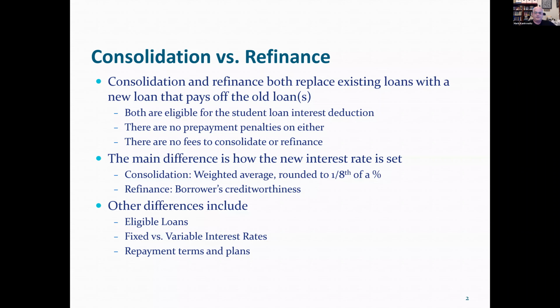Consolidation and refinance both combine multiple loans into a single loan. The difference is in the interest rate. The interest rate on a federal consolidation loan is based on the weighted average of the interest rates on the old loans, rounded up to the nearest 1/8 of a percentage point, which is a multiple of 0.125%. The interest rate on a private refinance is based on the current credit scores of the borrower and cosigner, if any. This will yield a better interest rate if your credit scores have improved.